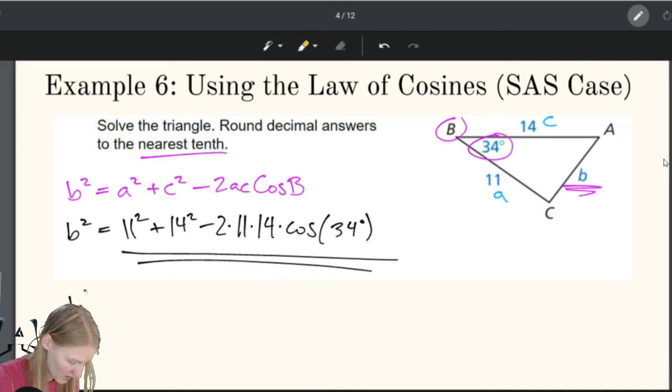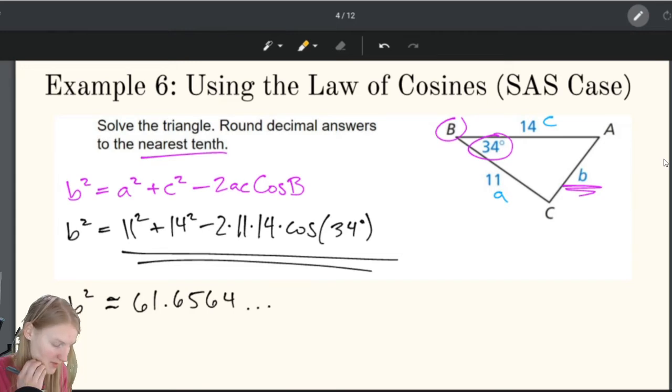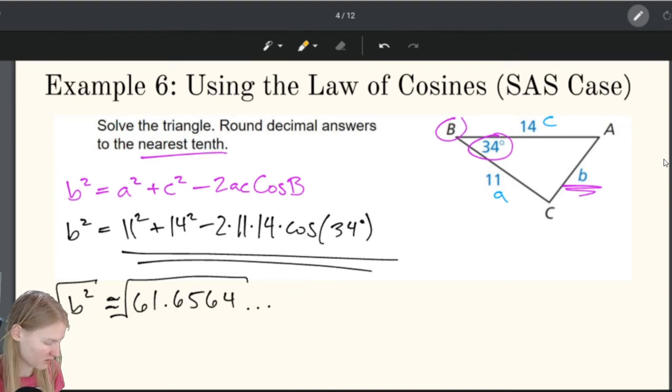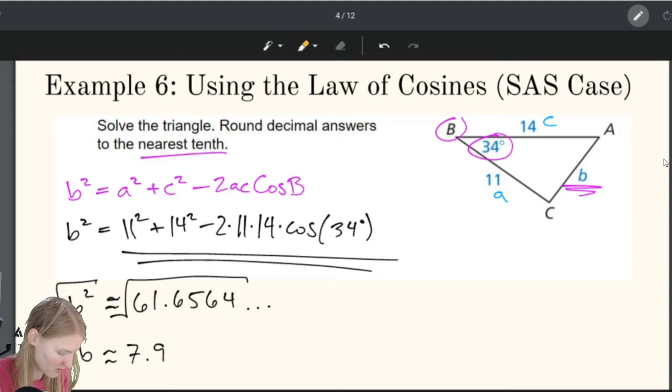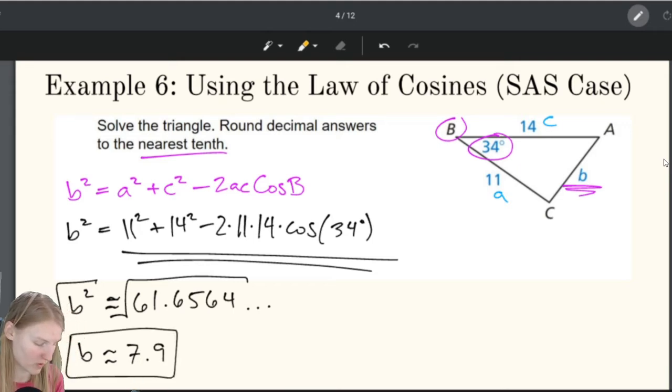So I get that b squared is roughly 61.6564, yada yada yada. And remember, I still have b squared here. I just want b. I do not want b squared. So to undo that, I need to take the square root of both sides. So square root that, and I'm going to get that b is approximately 7.9. Beautiful. Wonderful.